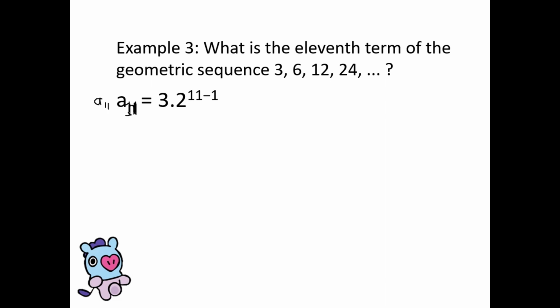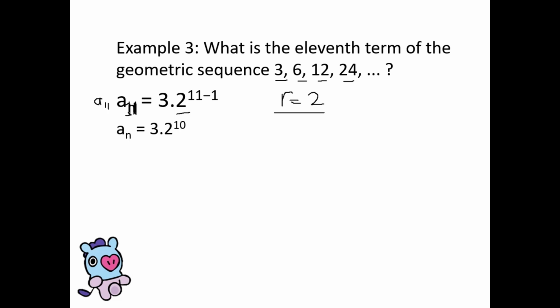How did we get r is equal to 2? By simply looking at our first term and second term. 3 times 2 is 6. Therefore, r is equal to 2. You can stop it there. But if you want to confirm, you may check all the terms. 6 times 2 is 12. 12 times 2 is 24. That's why r is equal to 2 here.